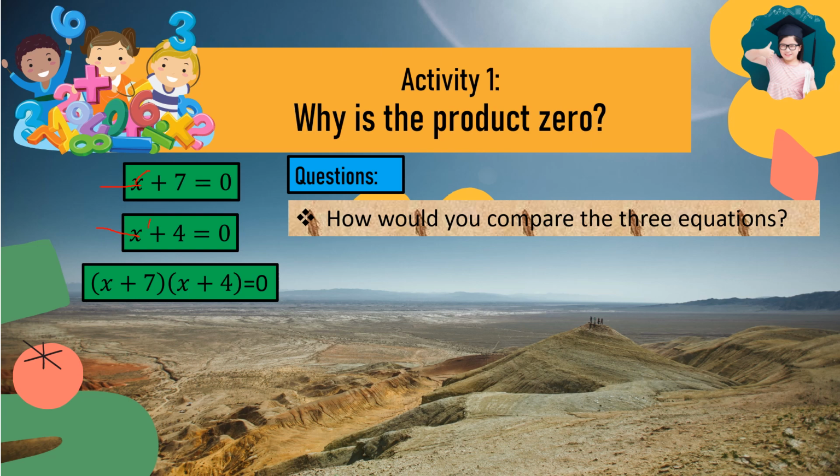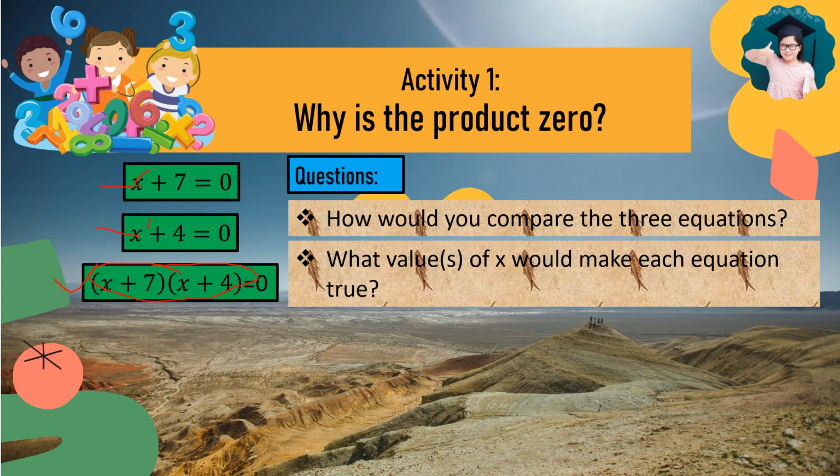However, in equation number 3, since there is still a multiplication over here, if you do the multiplication, like if you're going to use the FOIL or the distributive property, you will come up with a quadratic equation. Alright, so the first 2 equations are linear and the third equation is quadratic. Now, what values of x would make each equation true?